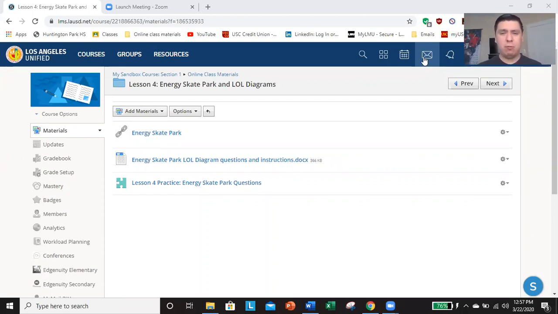Some of you may have started already with the Energy Skate Park simulation last Thursday or Friday. But for this, I want you to actually analyze the energy bars, or the LOL diagrams, in terms of energy conversion, now that you've learned how to do LOL diagrams.